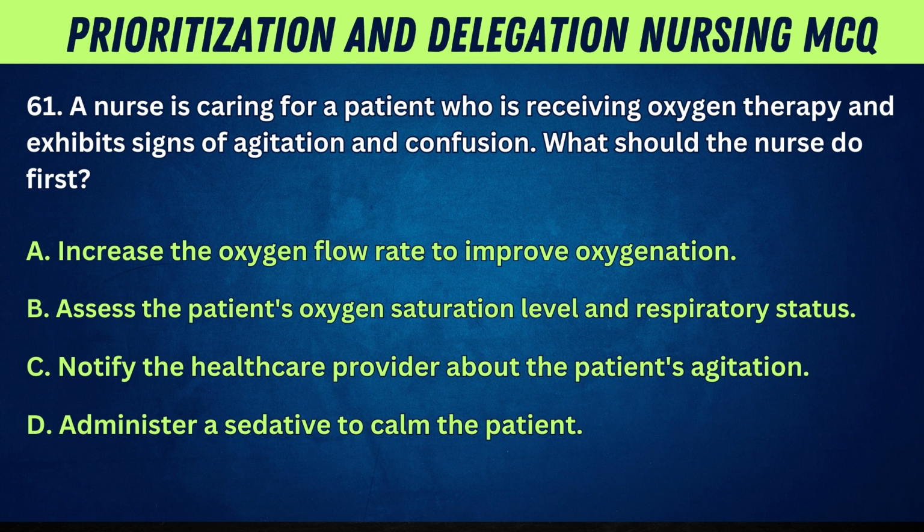61. A nurse is caring for a patient who is receiving oxygen therapy and exhibits signs of agitation and confusion. What should the nurse do first? A. Increase the oxygen flow rate to improve oxygenation. B. Assess the patient's oxygen saturation level and respiratory status. C. Notify the healthcare provider about the patient's agitation. D. Administer a sedative to calm the patient.